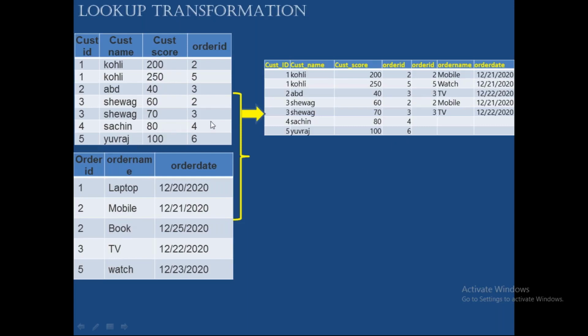Next, search in 84. Order ID. So Sachin did not place any order. Yuvraj did not place any order. That's why the order information is null. So what it means is it's a left outer join, but I'm getting only unique records.